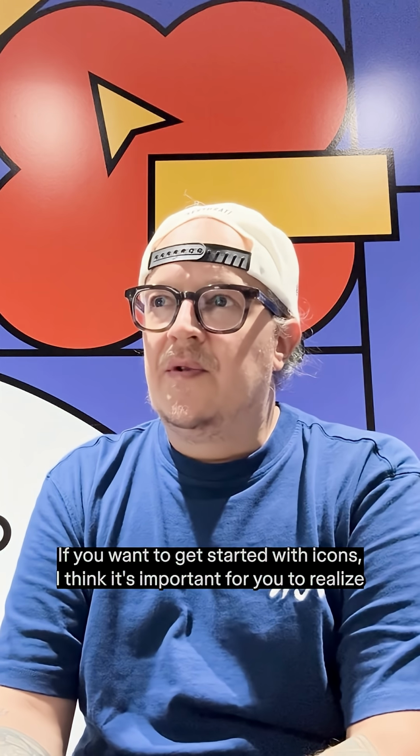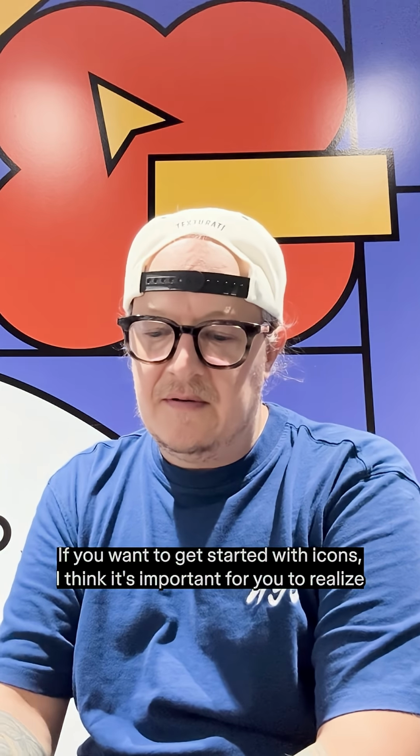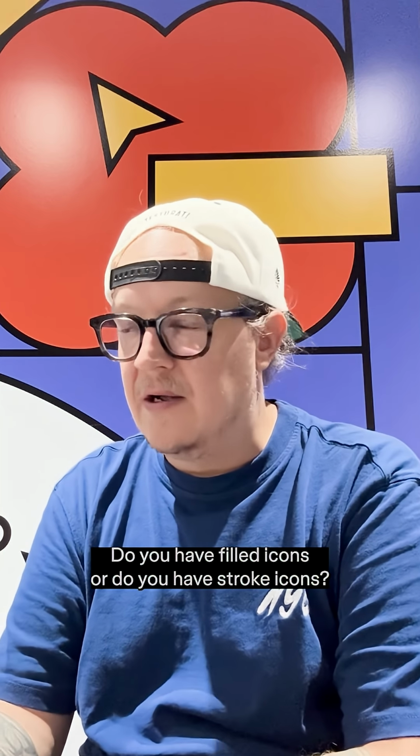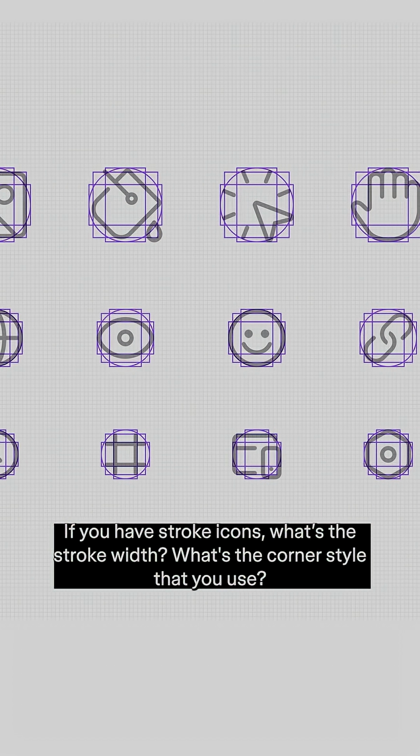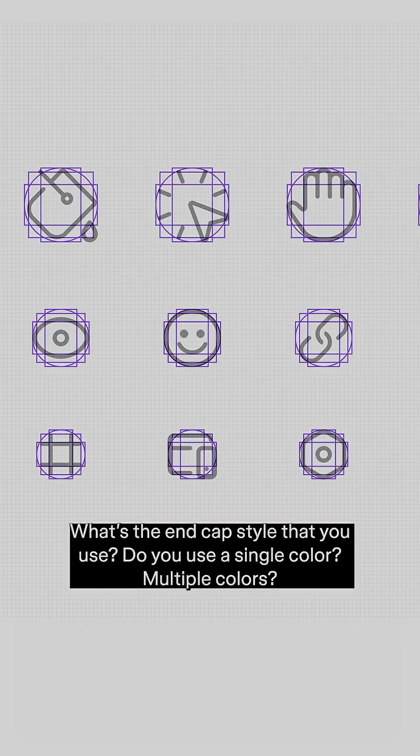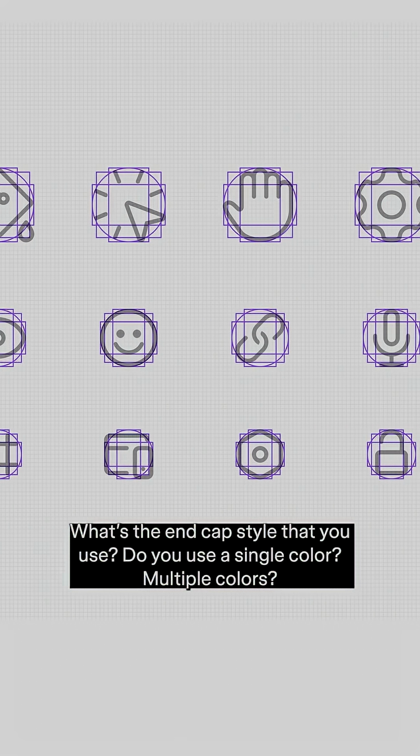If you want to get started with icons, I think it's important for you to realize that it's just following a bunch of rules. Do you have filled icons or do you have stroke icons? If you have stroke icons, what's the stroke width? What's the corner style that you use? What's the end cap style that you use? Do you use a single color, multiple colors?